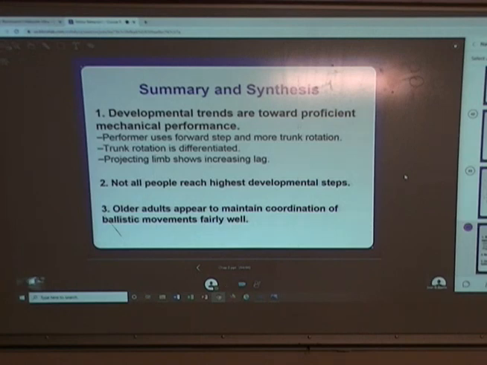Okay. And then what day is today? Tuesday. Thursday, we'll start the next bit of object control skills, which they call manipulative skills. All right?